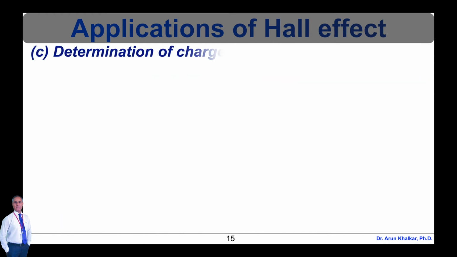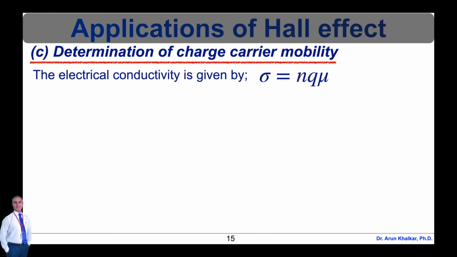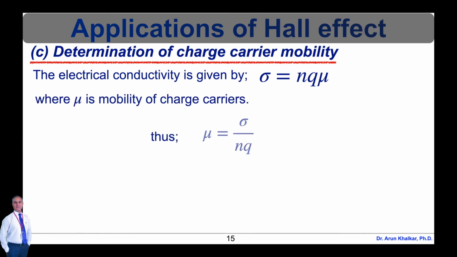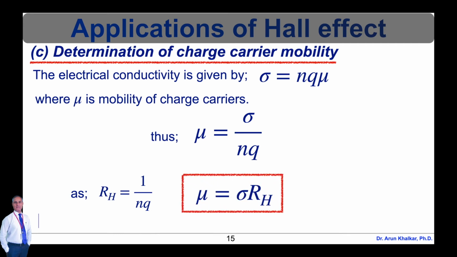Now let's see the determination of charge carrier mobility. The electrical conductivity is given by sigma is equal to NQ mu, where mu is the mobility of charge carriers. Therefore, mu is equal to sigma upon NQ. As we know that RH is equal to 1 upon NQ, hence from the above equation we can write mu is equal to sigma into RH.